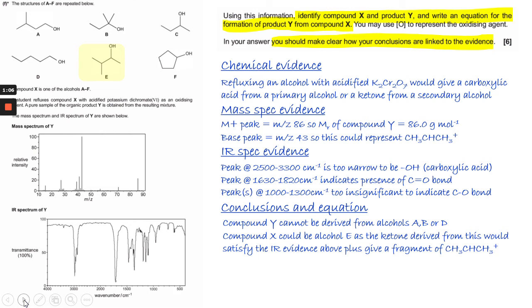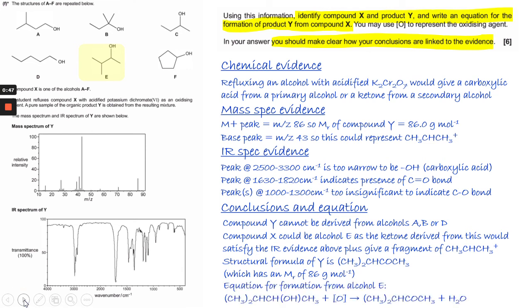So now we can state that X could be alcohol E, as the ketone that's derived from this would still satisfy the IR evidence, plus give a fragment of CH3CH+CH3. So the structural formula of Y is (CH3)2CHCOCH3, and the equation is, as you can see, at the bottom of the screen. So don't forget that there's a water molecule produced as well, that's important, and only one oxidizing agent oxygen atom is needed, so one square bracket with O inside.